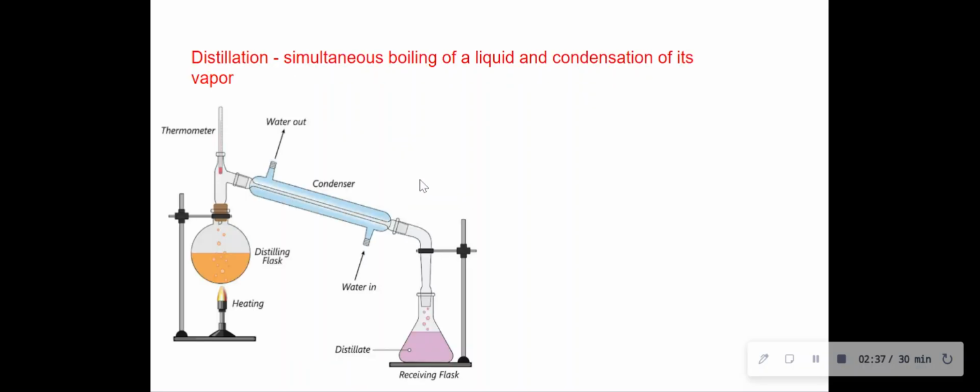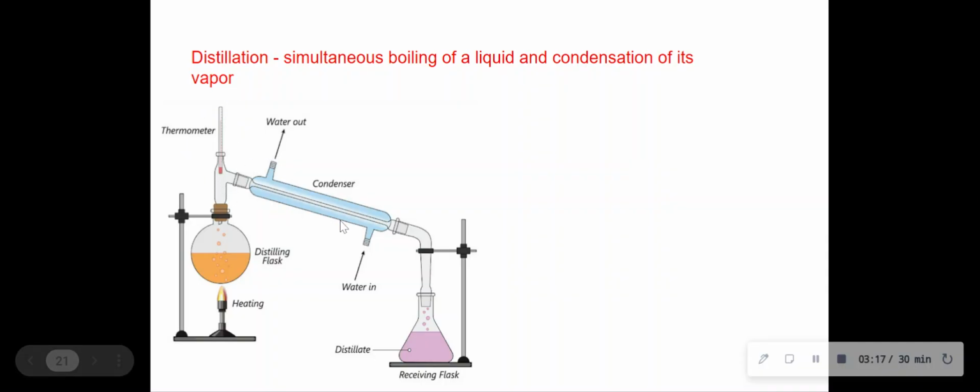Next is distillation. Distillation is the simultaneous boiling of a liquid and condensation of its vapor. So it's based on the differences in boiling points, and it works by having a liquid mixture in the distillation flask that is heated, and as the temperature rises, the component with the lowest boiling point starts to vaporize first.